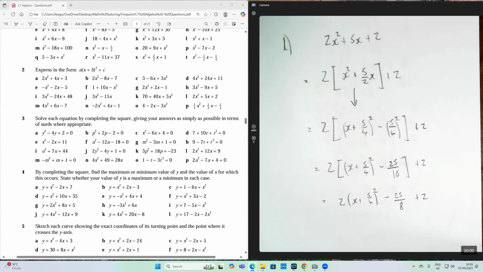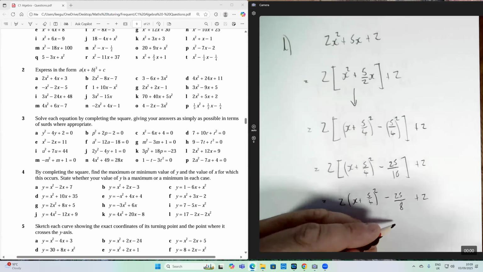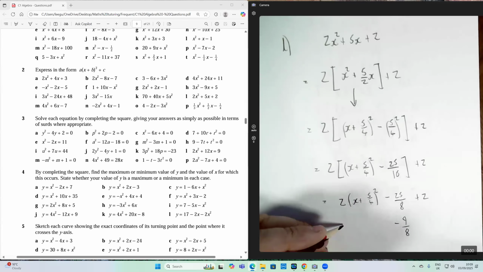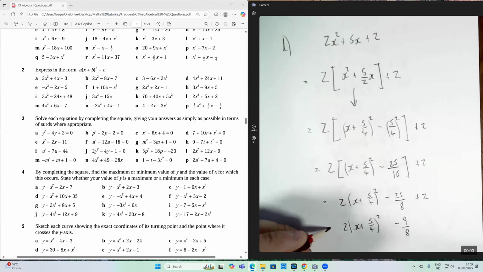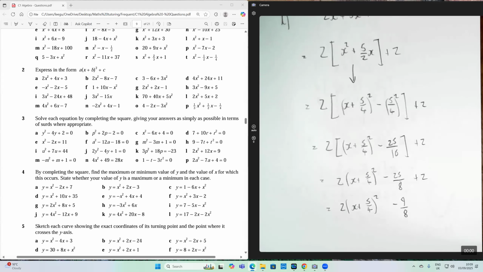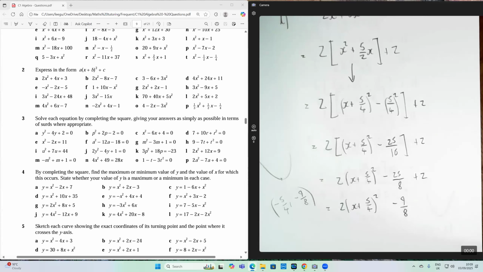And when I combine that, let's see what we get. So we've got minus 25 over 8. And I'm going to add 2 to it, which gives me minus 9 over 8. Minus 9 over 8. So there we go. That is our quadratic written in completing the square format. And remember, the coordinates of the turning point here would be given by changing the sign of this one. So minus 5 over 4 and minus 9 over 8, that would be the coordinate of the turning point of the quadratic if we needed it for any particular reason.